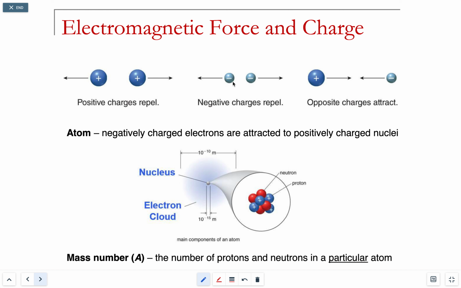So let's talk about the negative charges repelling. One of the reasons why the atom is mainly empty space is because the electrons are repelling one another. Okay? So they're trying to get as far apart as possible. Now you might be wondering, well, if positive charges repel, why are they attracted to one another in the nucleus?